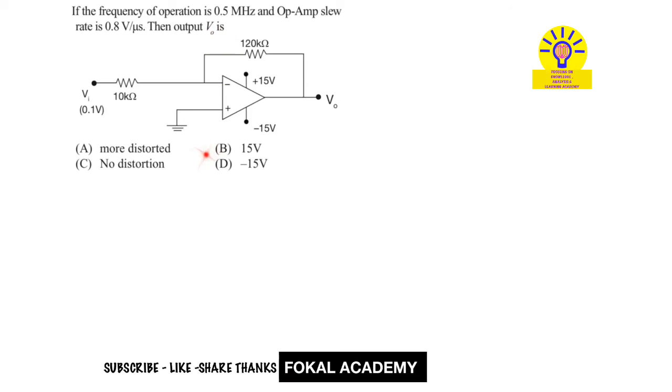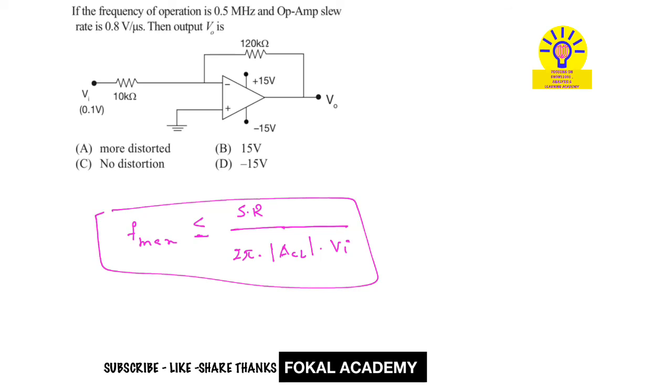Then how can we find the maximum frequency, that is the maximum operating frequency? The maximum operating frequency is defined as F maximum less than or equal to slew rate divided by 2 pi into modulus of closed loop gain into input voltage. So the maximum operating frequency for any op amp depends upon closed loop gain, slew rate and input voltage. Here slew rate is given as 0.8 volts per microsecond and input voltage is given as 0.1 volts.